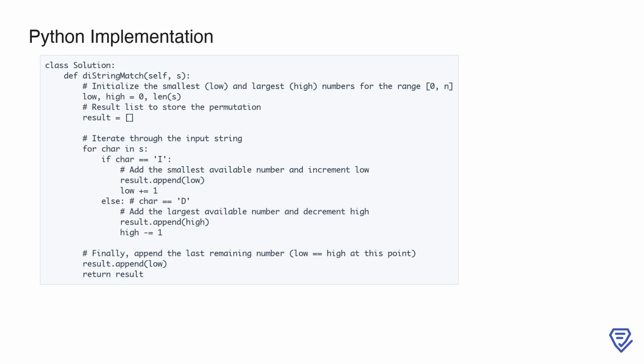Example. For input s equals ID, the solution produces low equals 0, high equals 4 initially. Iteration: I, append 0; D, append 4; I, append 1; D, append 3. Final append, the remaining number, 2. Output: 0, 4, 1, 3, 2. This approach guarantees correctness while maintaining optimal performance.